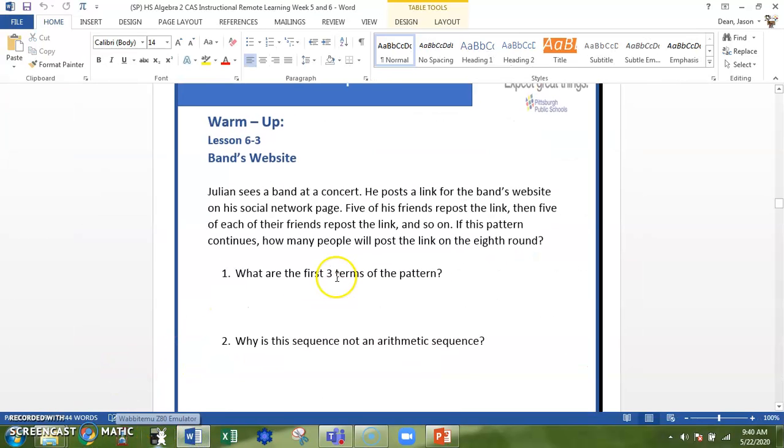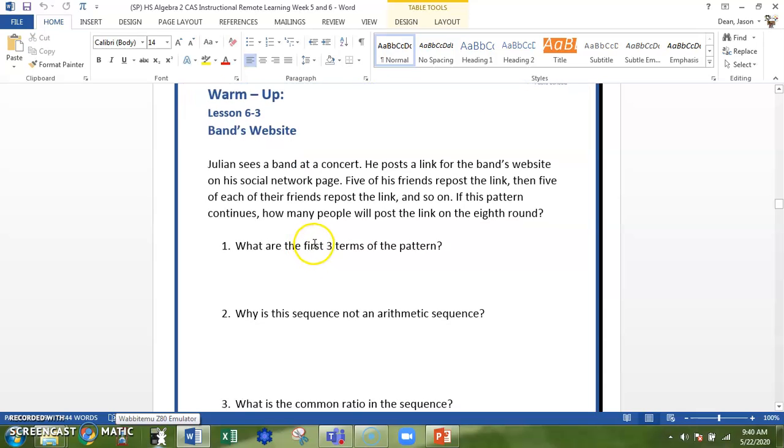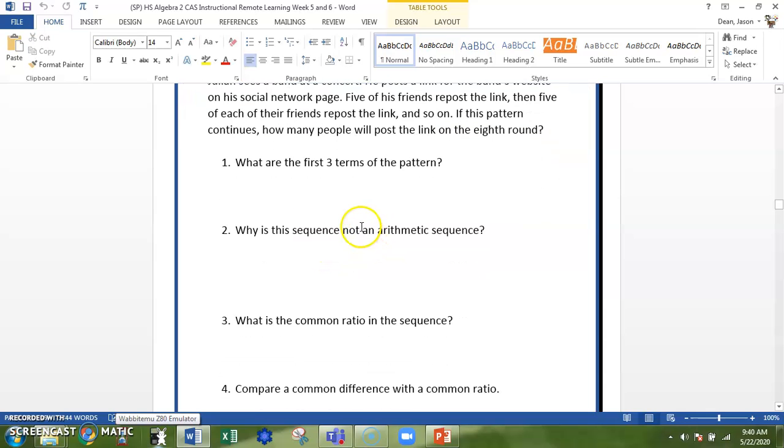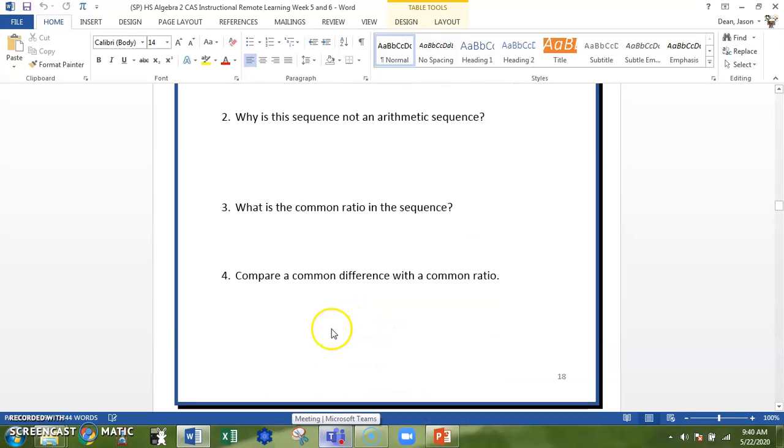Whenever you are looking at 6.3, we're looking at the warm-up, the band's warm-up. Think of this as a geometric series. An arithmetic sequence is one where you add or subtract the same number every time. A geometric one is where you multiply or divide each time. A geometric sequence has a common ratio. An arithmetic sequence has a common difference.